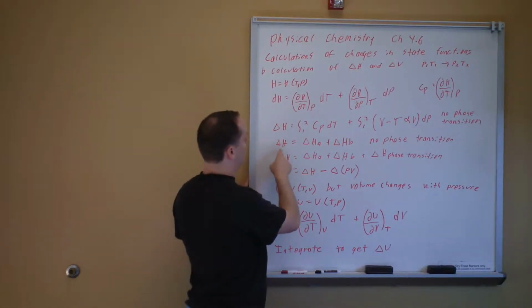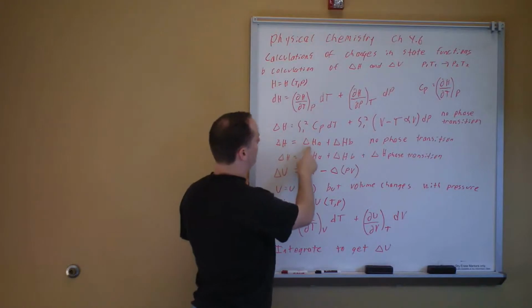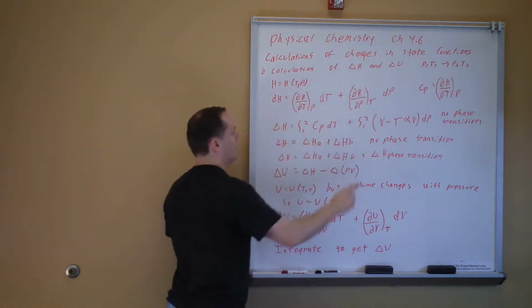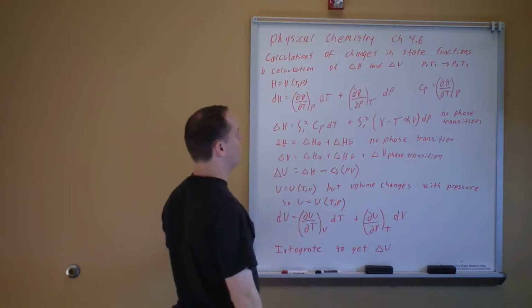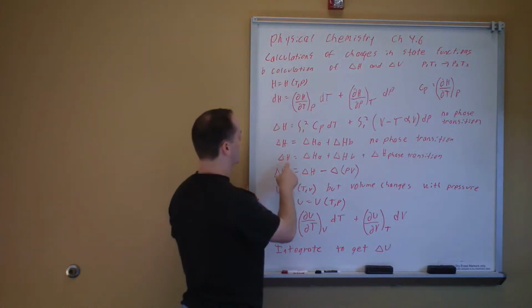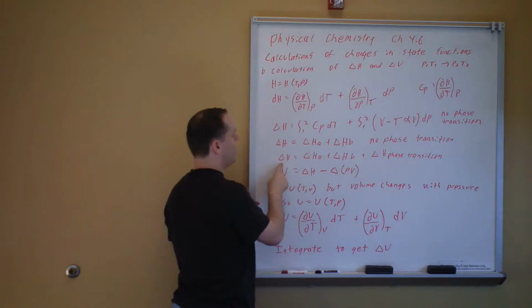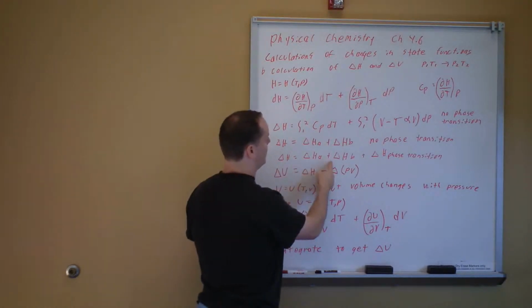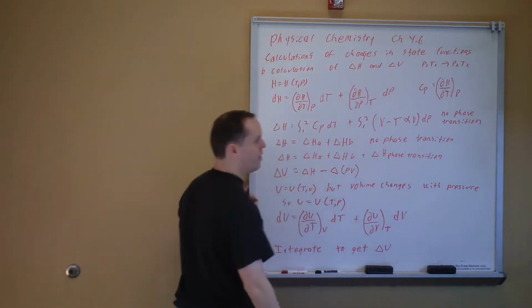So if we have no phase transition, it'll be just delta H equals delta H of step A plus step B, or however you want to look at that. If there is a phase transition, of course you can just throw that in there because it's a state variable. So delta H is just delta H of step A, delta H of step B, delta H of that phase transition.